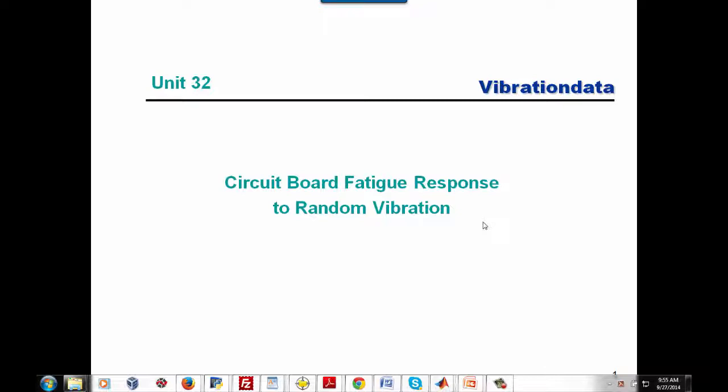Today we're going to start fatigue analysis, and we will actually spend probably maybe the next 5 or 6 webinars on fatigue. And today we're just going to start off with something fairly simple, and it's going to be circuit board fatigue response to random vibration.